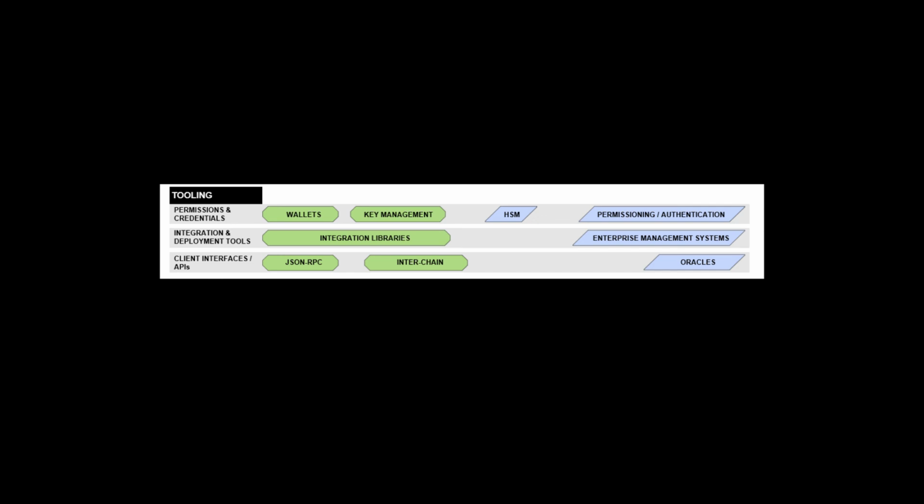The next layer up is where the permissioning and credentials come in. So this is where your wallet files are, your key management, your hardware security modules for securely storing these credentials in a safe environment, and standards around permissioning and authentication, so best practices for providing permissioning and authentication for access to blockchains. Which then brings us nicely into the application layer, where we have the smart contract tools.